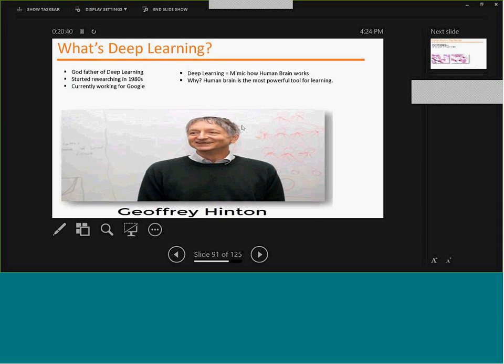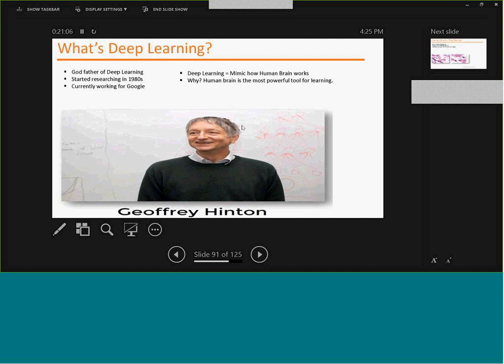If you see Geoffrey Hinton, he is the godfather of deep learning. He started researching deep learning in the 1980s. Currently, he is working for Google, and is still there, doing a great job. There are so many things he is still doing, and he is known as the godfather of deep learning.